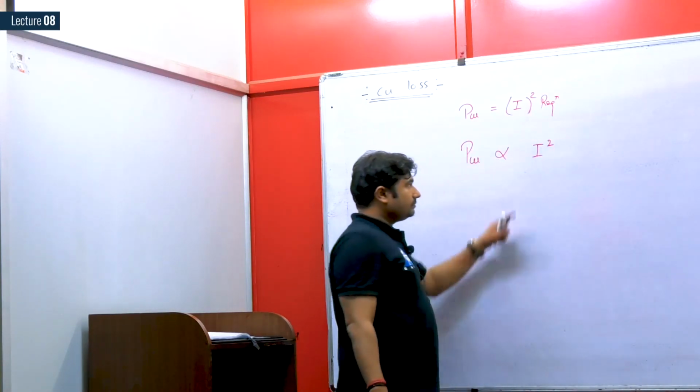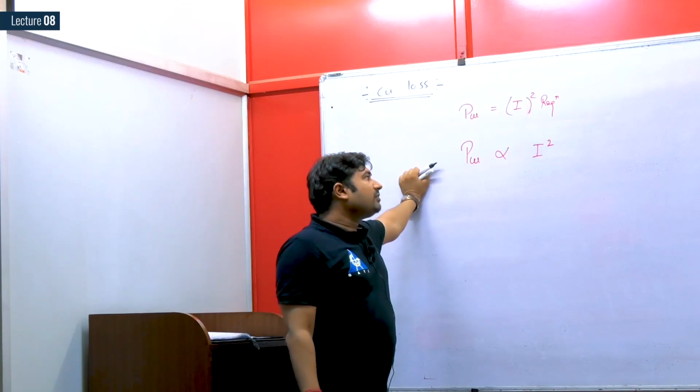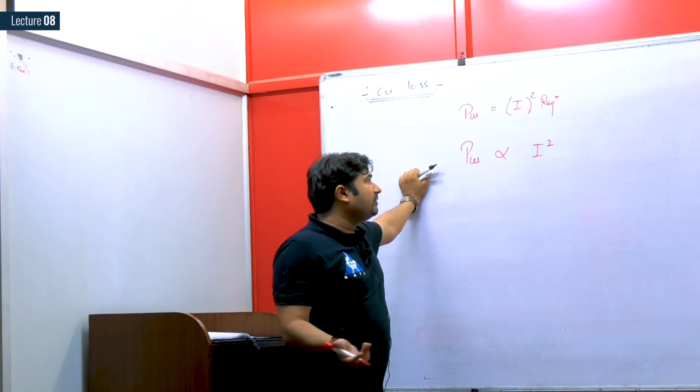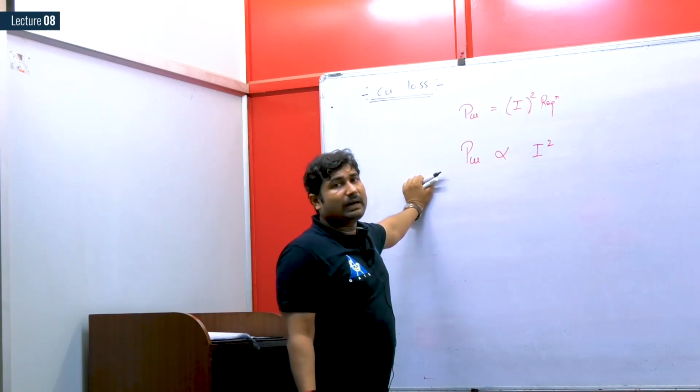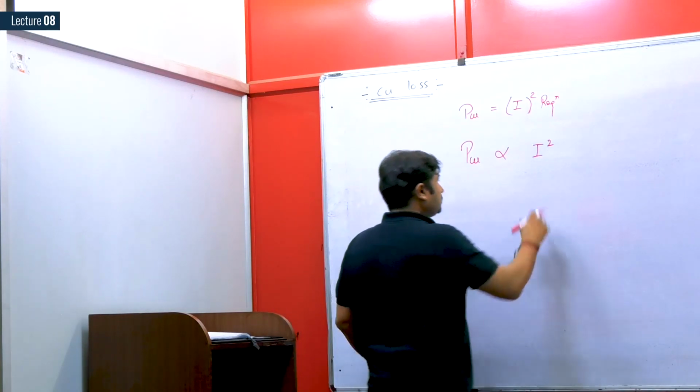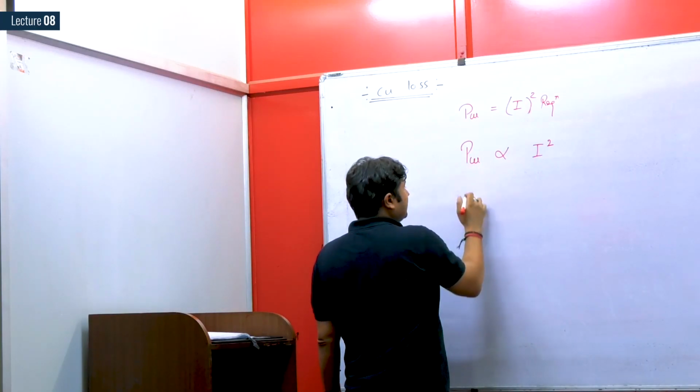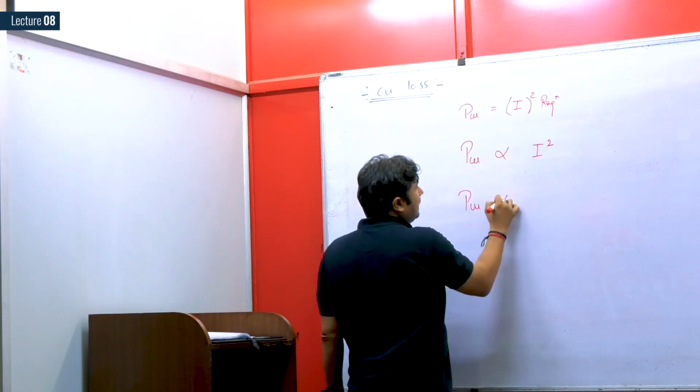It means if the transformer is fully loaded, then the loss is said to be full load copper loss, and if the transformer is partially loaded, then the loss can be said as partial copper loss. So you can further say transformers are designed to operate at rated voltage.